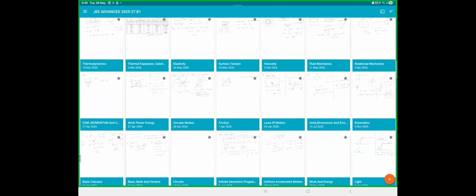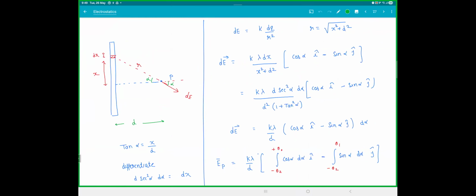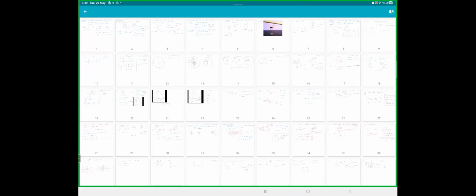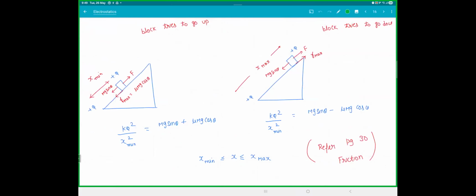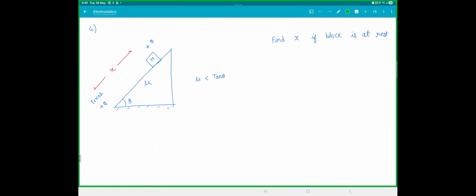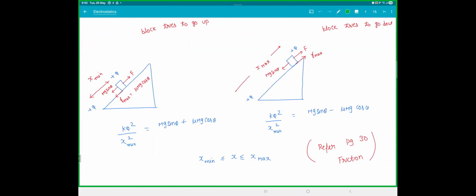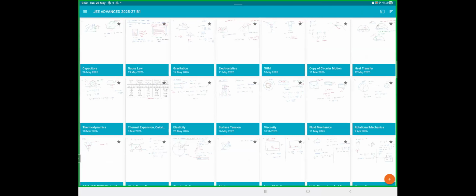The second time you saw this thing was in electrostatics. Yeah, problem. Remember? There's a plus q and a plus q. Find the x when the block is at rest. And every time, remember, there was always a range of answers. You always get a range. You don't get a single answer. Since friction can change direction and can change magnitude, you get multiple answers.